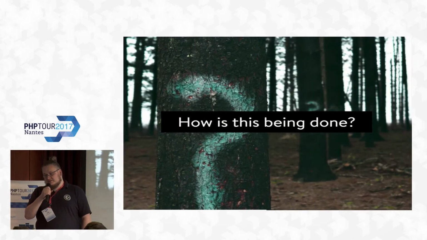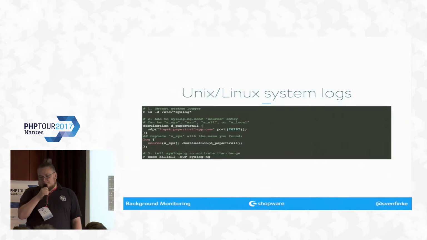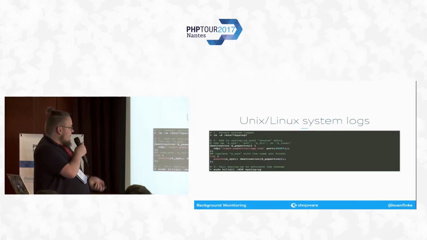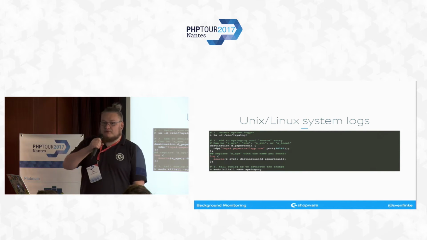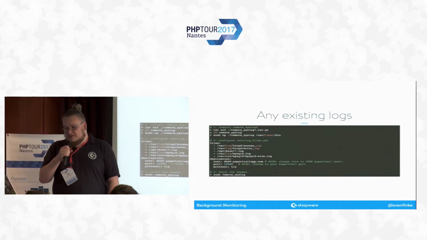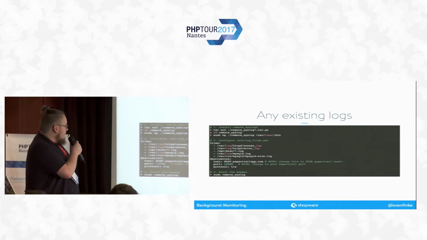But how is this being done? The Unix Linux system logs are quite straightforward. Just fetch the kind of log you have, and add this to the syslog-ng config or anything. But most of the time, you want to fetch your application logs. So this is not that super interesting. It's more like this one.